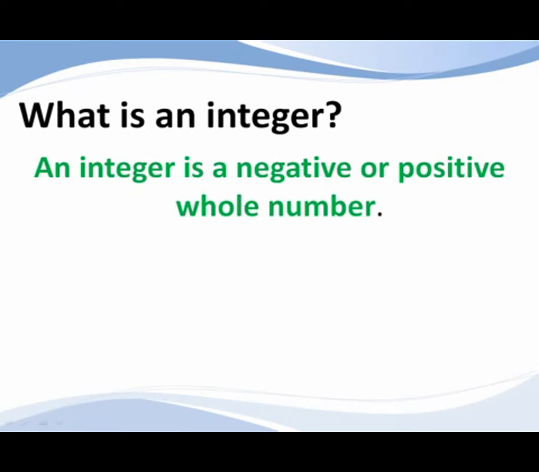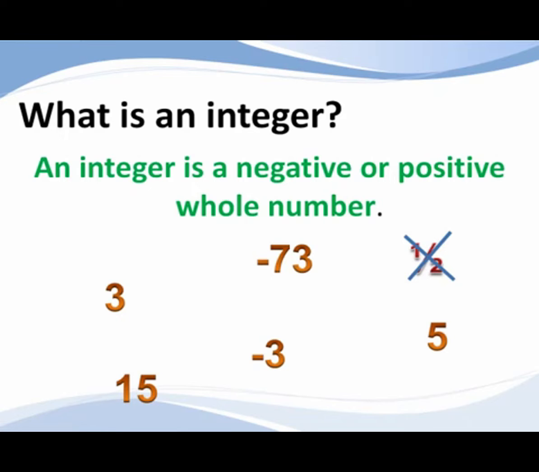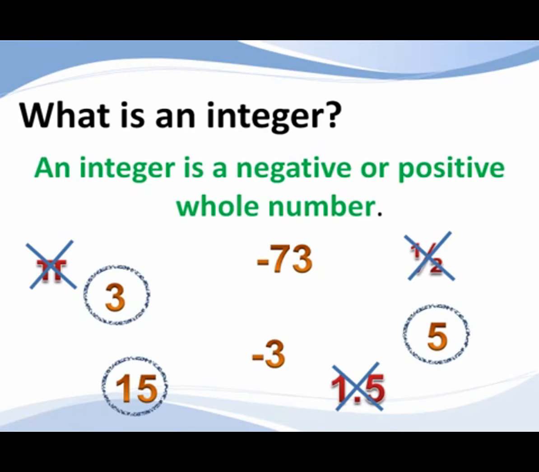An integer is a negative or positive whole number. Some examples are 3, -3, 5, 15, and -73. On the other hand, 1/2, pi, or 1 5/10 are not integers. As a general rule, any number that does not have a sign in front of it is a positive number. So we can assume that 3, 5, and 15 are all examples of positive numbers.